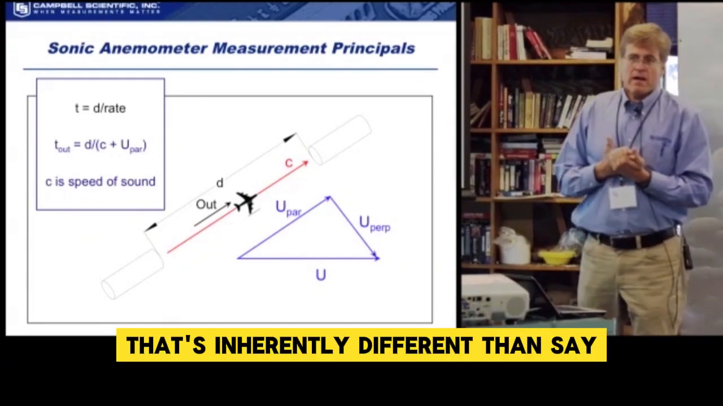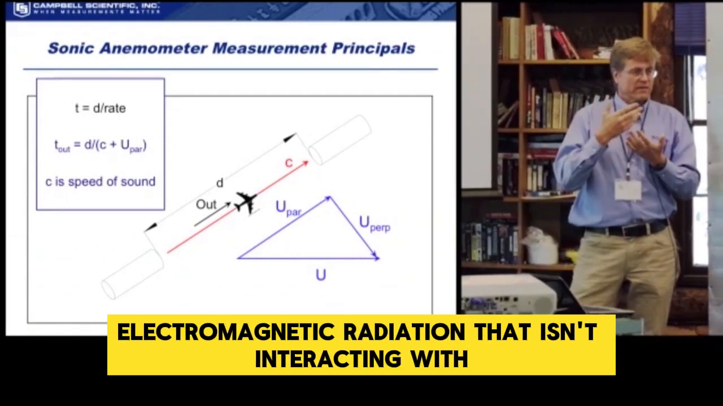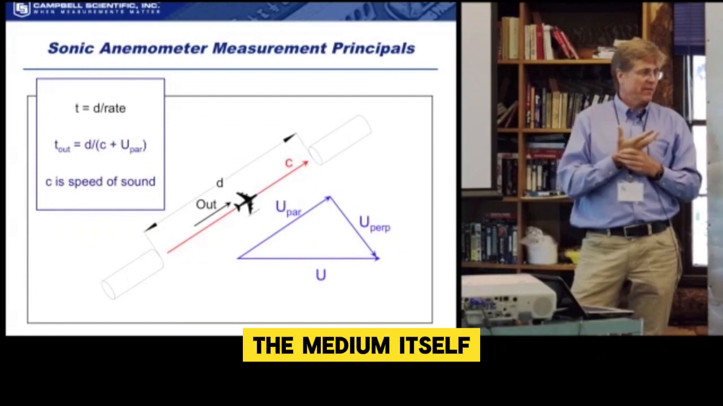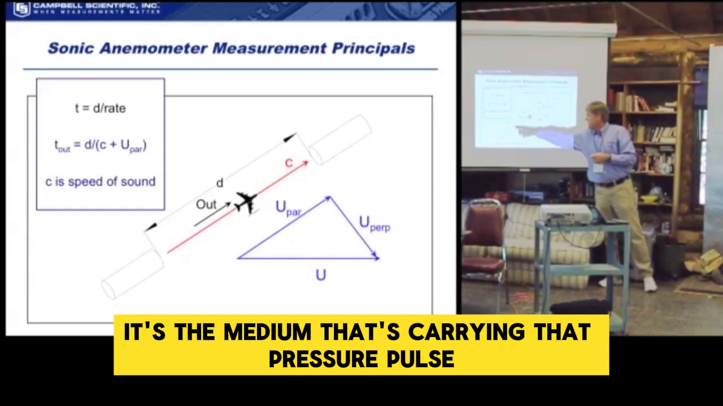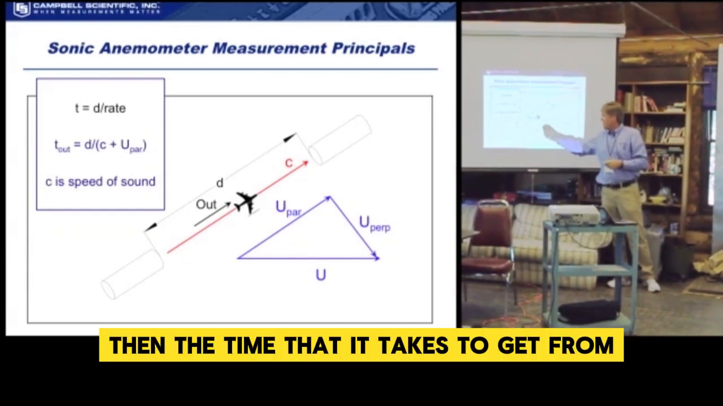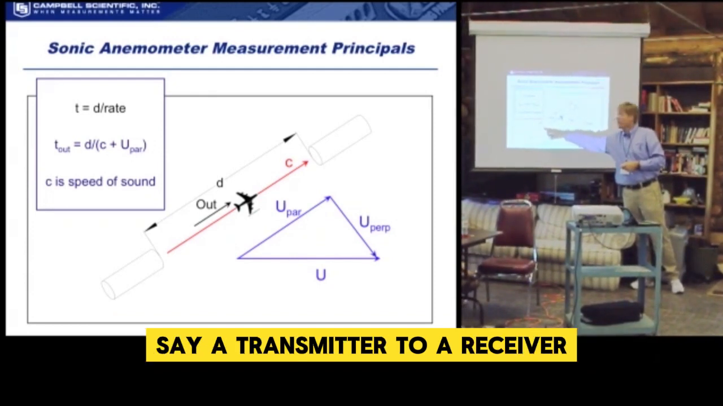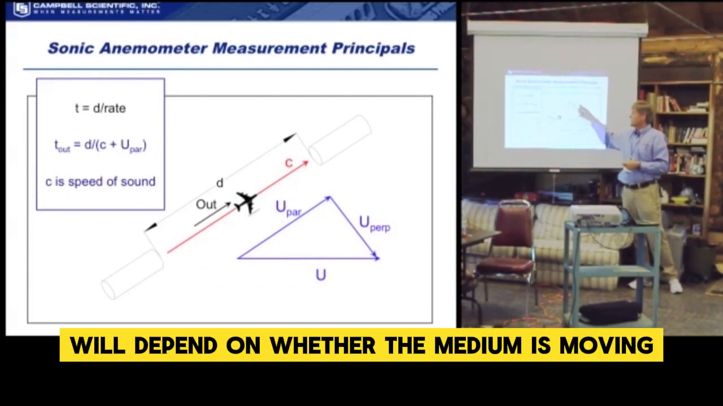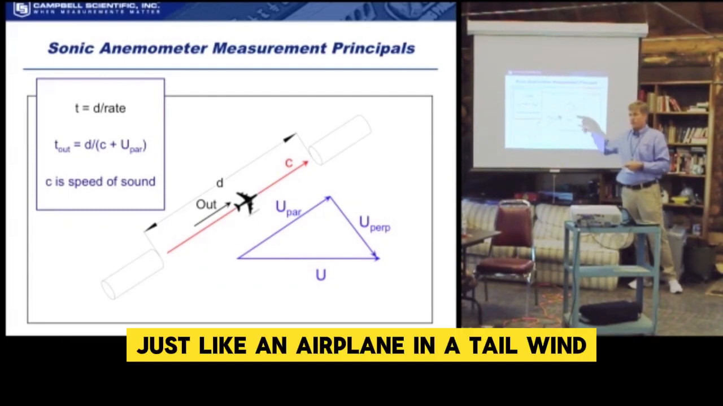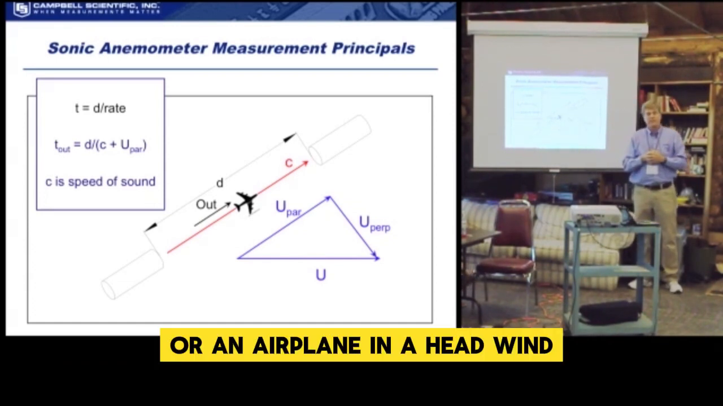All right? That's inherently different than, say, electromagnetic radiation that isn't interacting with the medium itself. And so because it's the medium that's carrying that pressure pulse, then the time that it takes to get from, say, a transmitter to a receiver will depend on whether the medium is moving, just like an airplane in a tailwind, or an airplane in a headwind.